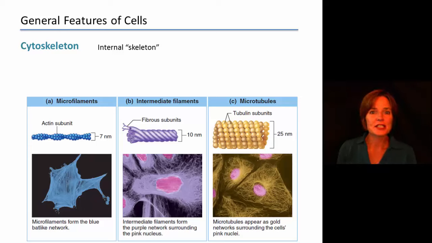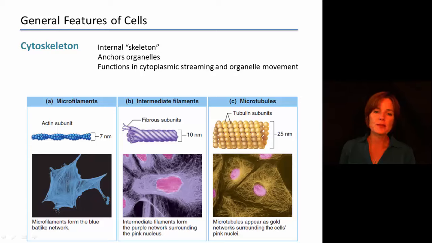The inside of the cell contains the cytoplasm, but within that cytoplasm, we also have an internal skeleton, and that internal skeleton is known as the cytoskeleton. This internal skeleton is going to be anchoring different organelles or different cellular compartments so that those are not just randomly floating around inside of the cell. They actually have a set position.